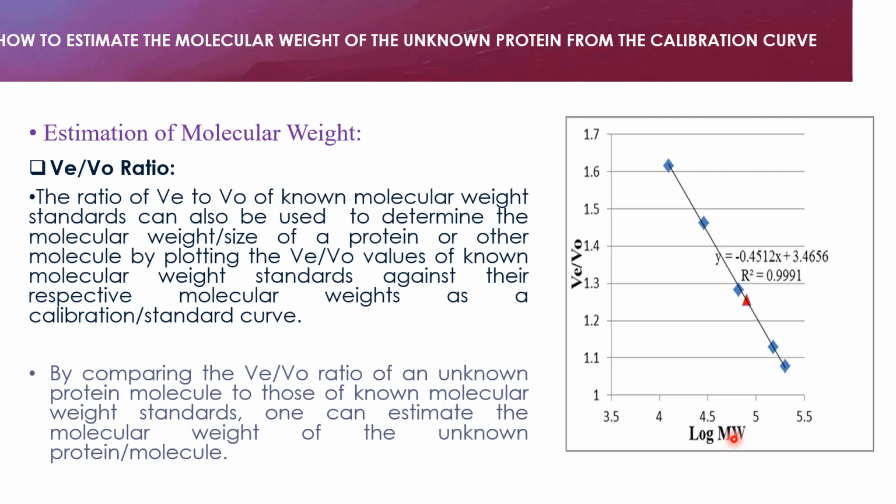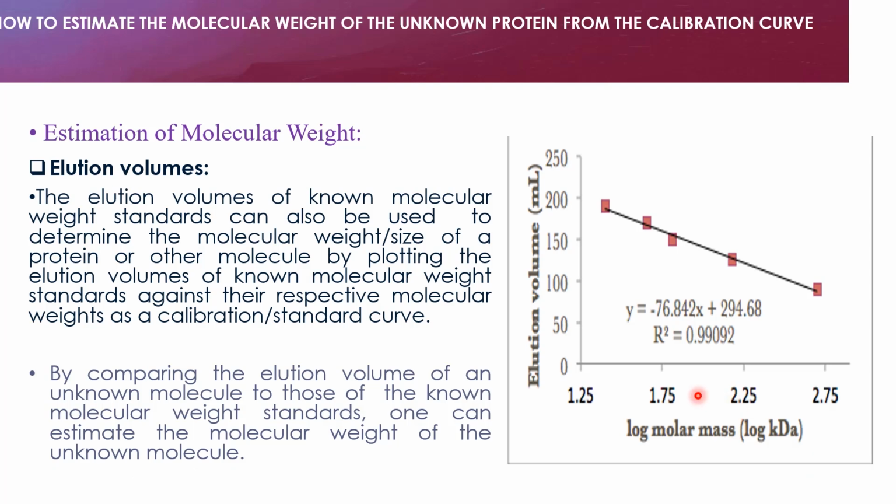Once we are done with this, by comparing the ratio of the elution volume to the void volume of the unknown protein molecules to those of the known molecular weight standards or the known proteins in the calibration curve, we will be able to extrapolate the molecular weight of the unknown protein by using the equation of the line given in the calibration curve.